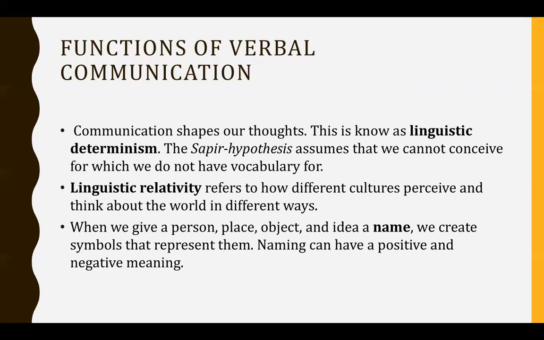Linguistic relativity refers to how different cultures perceive and think about the world in different ways. When we give a person, place, object, or idea a name, we create symbols that represent them. Naming can have a positive and negative meaning.